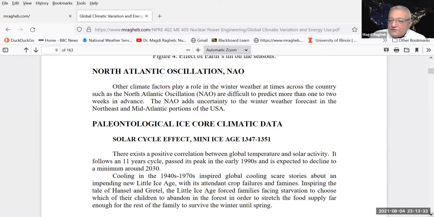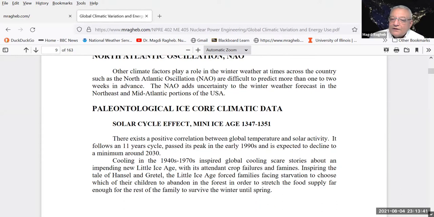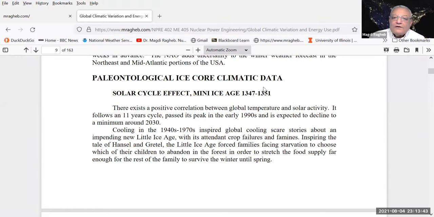The most interesting knowledge about the variation of the temperature of the Earth comes from ice cores. Ice cores have been taken over a long period of time, and the isotopes that form in the ice are analyzed, and geologists and paleontologists can infer what the temperature of the Earth was over long periods of time.